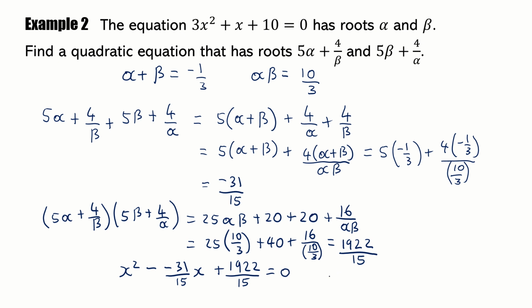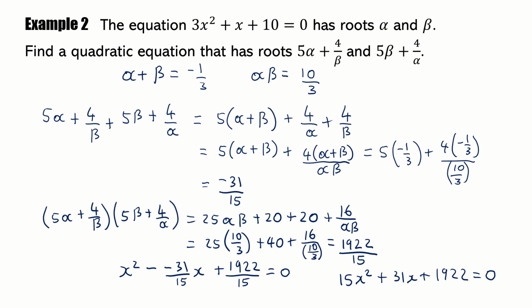Again, we can do some simplifying by making that minus minus a plus, and although the question doesn't ask us to eliminate the fractions in this particular case, I'm going to anyway, just to make it look nicer. So multiplying everything through by 15 will get us 15x squared plus 31x plus 1922 equals 0. Don't forget the equals 0, because otherwise it's not an equation, so that's important to note as well.